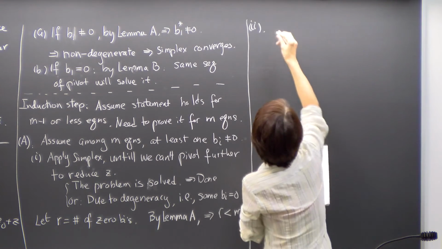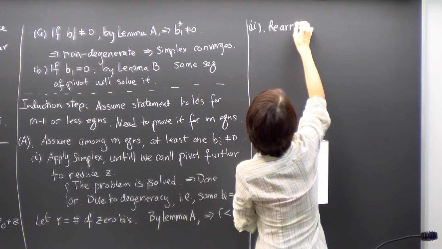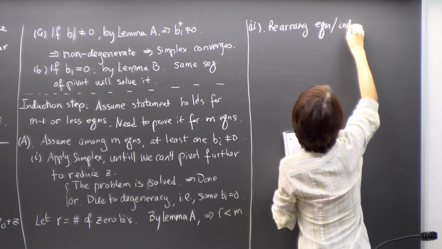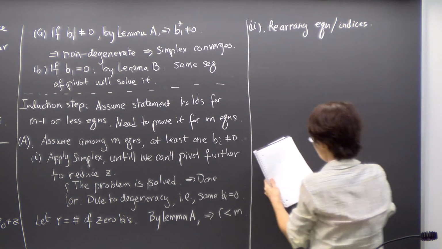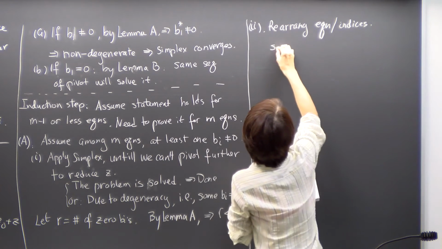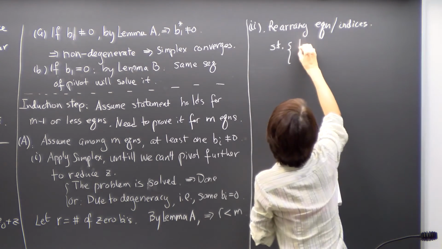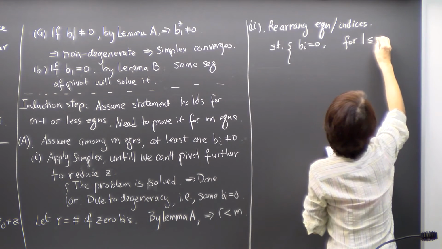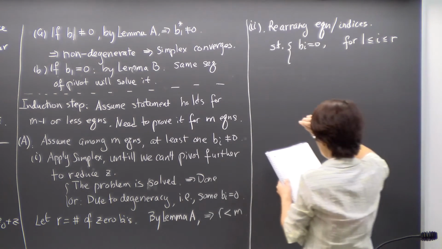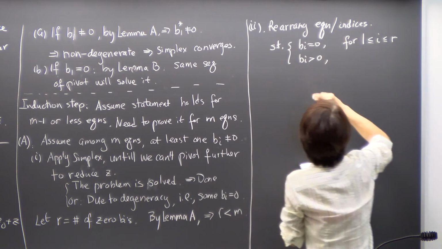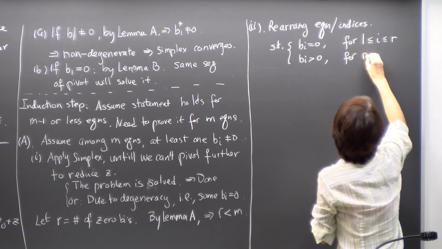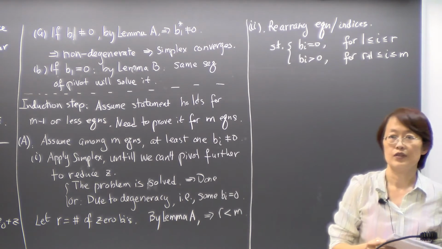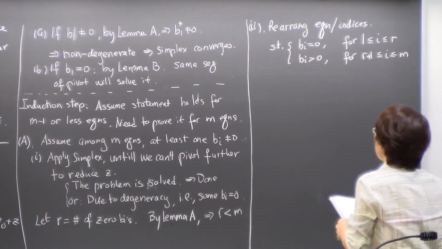OK, so I'll write it out. What I will do is rearrange equation numbers and indices of the x, such that I have the following: bi equals 0 for 1 ≤ i ≤ r. That's all the 0 on the right-hand side, and bi strictly bigger than 0 for r+1 ≤ i ≤ m. I can do that. Just rearrange them. OK, so let me write out the new system now.